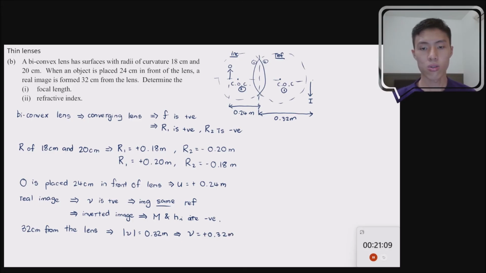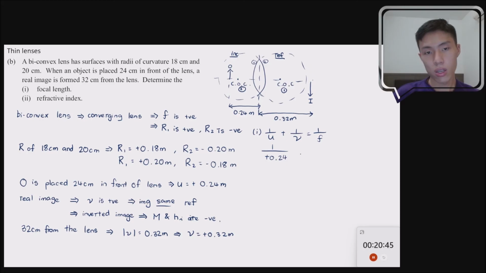Okay, so first thing they ask you to determine is the focal length. You have your U, you have your V. I think finding focal length should be quite straightforward. Next, they ask for the refractive index, which you need to relate to the lens maker equation. Okay, so let's start with question number 1 first. Question 1, you have 1 over U plus 1 over V is equal to 1 over F. 1 over U is positive 0.24. 1 over V is positive 0.32. Very convenient to give everything positive.